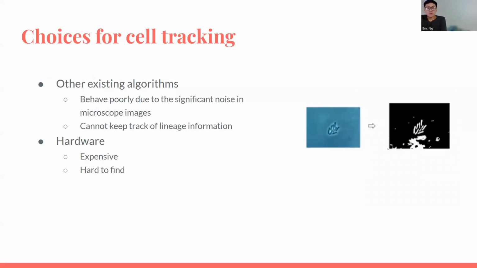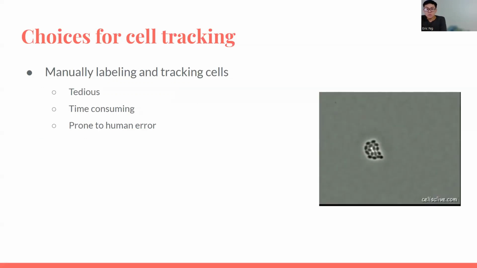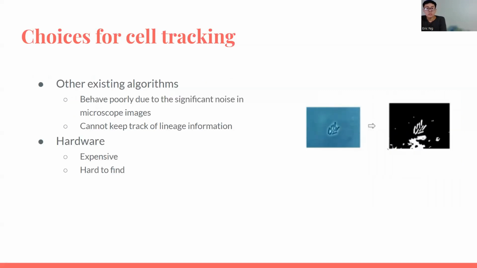Other existing algorithms, because of this idea of cells being clustered and being really tiny, tend to fail since most of them are using a visual search approach. And the noise from the microscope could also cause these visual algorithms to fail because they can't see the actual cells. They're either too tiny or there's noise in the way. A third option is maybe hardware, but that's also very expensive and hard to find.